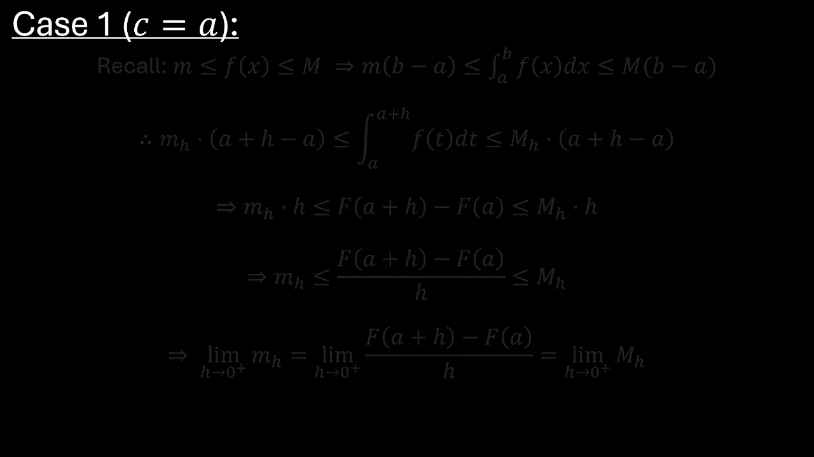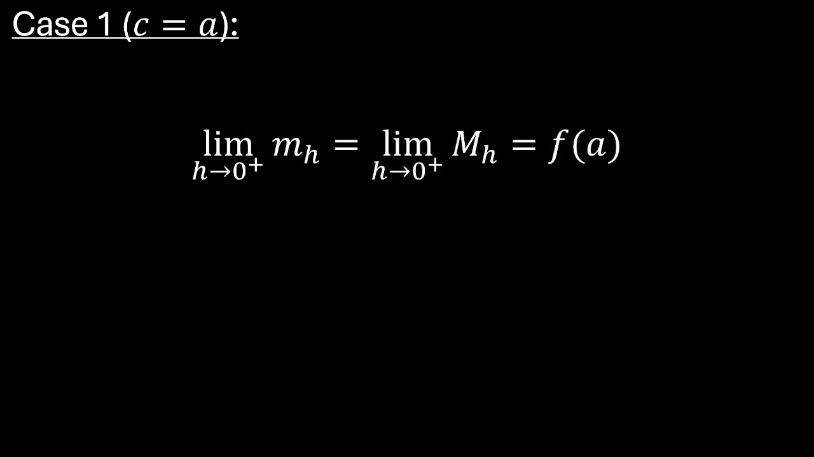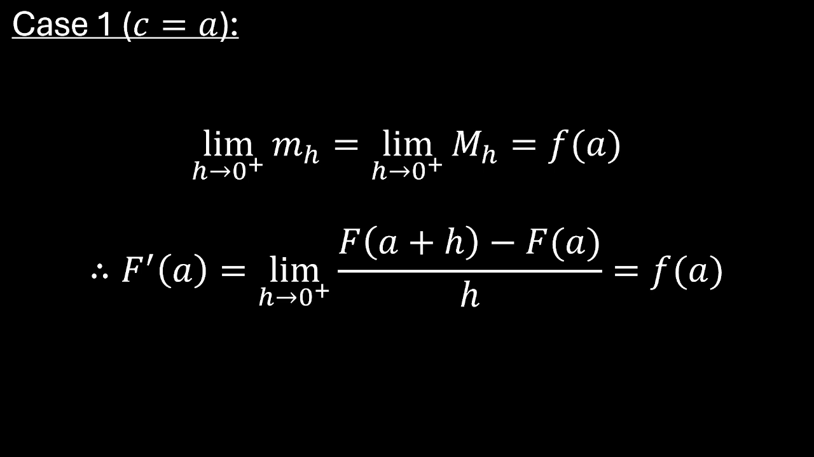And the reason this works is because we know the limit as h approaches 0 from the right of m_h is equal to the limit as h approaches 0 from the right of M_h, which is just equal to f(a). So, because of the squeeze theorem, this gives us the result that the derivative of F at a is equal to f(a). So we can say that case 1 is done.